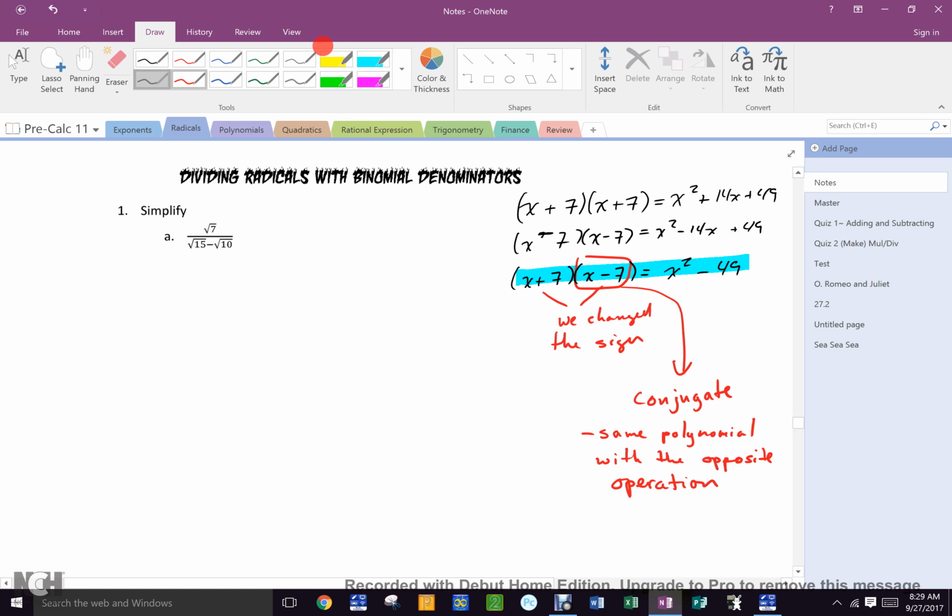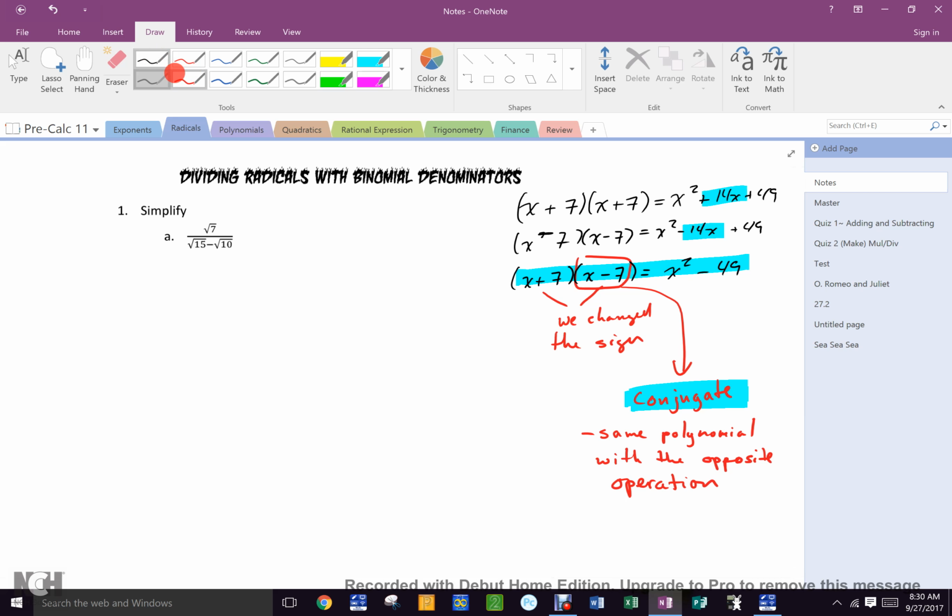Please, please, please get your highlighter out and learn that word. Put a cloud around it, put a star around it, underline it. I don't care. But know that word. Because the conjugate allows us, you will notice, to get rid of this middle term, right?